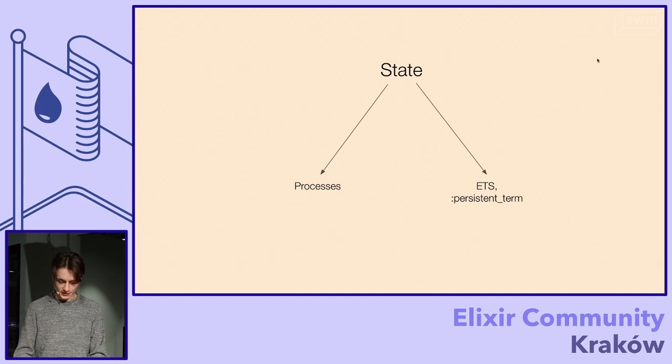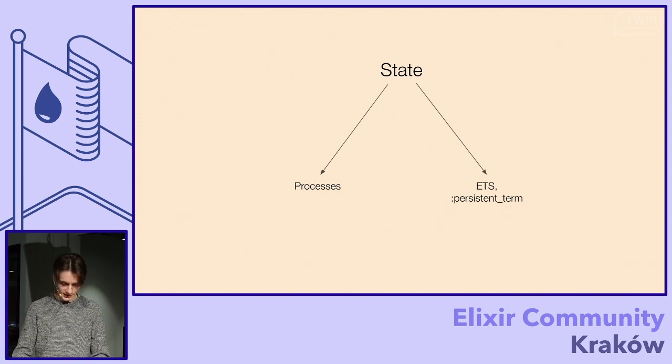Another possibility is to use ETS or persistent term, which allows you to have a state that is shared between many processes, and this way you avoid the bottleneck caused by a single process holding state that other processes have to access. But for this, you need to make sure that for the problem you're approaching, there won't be any race conditions when read and write operations are done concurrently.